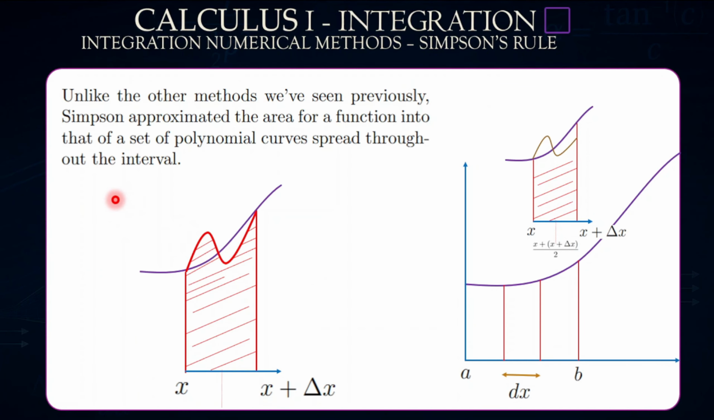Simpson's rule or method. Unlike in the previous methods, where mostly the rectangular approach is used to evaluate the area underneath a curve, in Simpson's rule the area is actually evaluated using a set of polynomial curves spread throughout the interval, just like you see here. It is like emulating the behavior of the curve itself. Of course, here in this case, the actual formula or approach is a little bit complex, a little bit different, so to speak, than what we've seen previously.